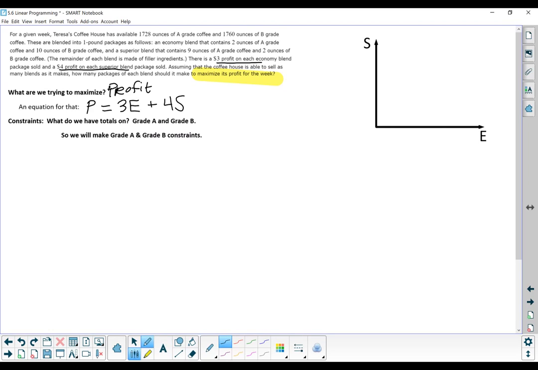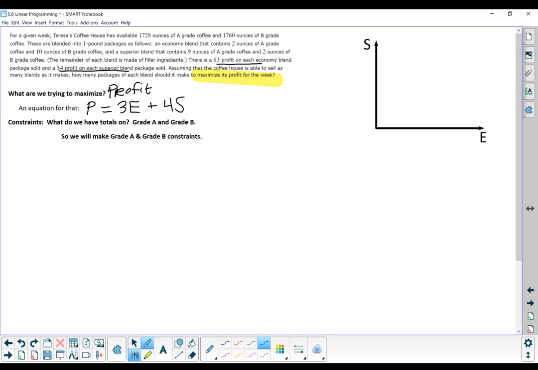So now we have to think about the constraints that we have in this situation. I'm going to use E and S as our variables. In another example, I will just use X and Y, and you could just use X and Y if you want, but I'm going to use E and S. Sometimes if I use letters that stand for things like economy and superior, sometimes that helps me keep it straight better. Okay, so what we need to do is make some constraint equations.